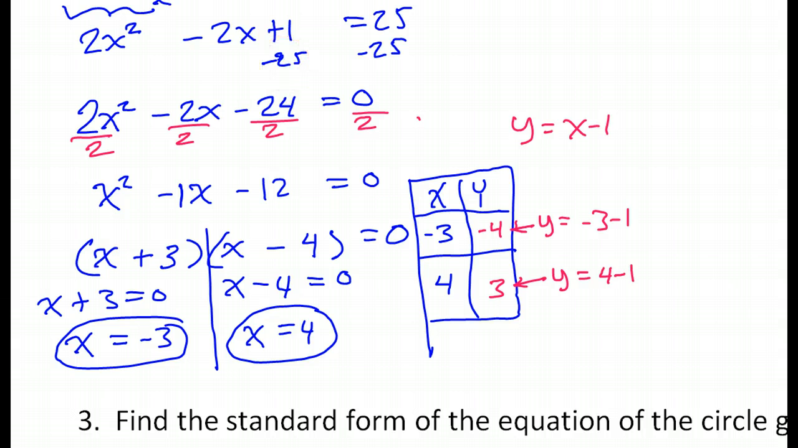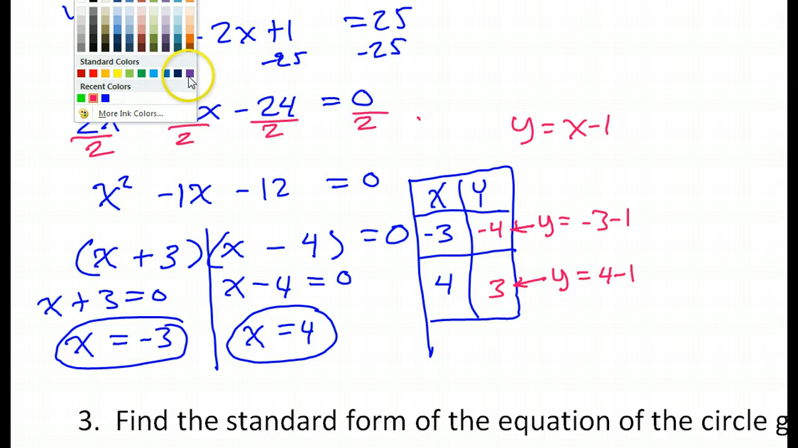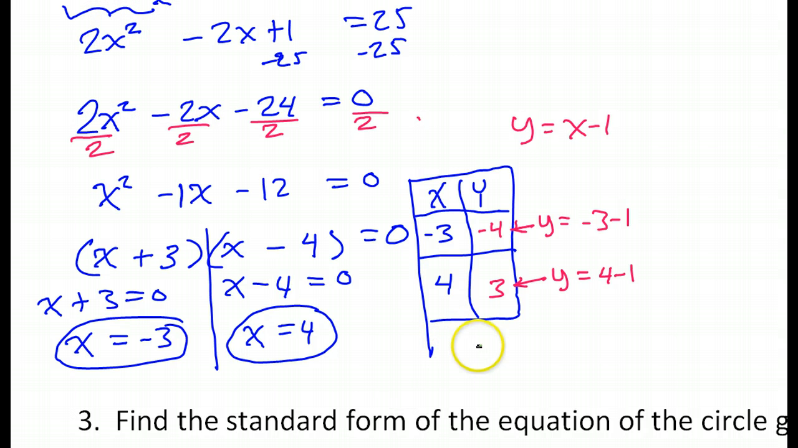Anyway, these will give us our solutions, but let's go ahead and write them as ordered pairs. So the final answers will be (-3, -4) and (4, 3).